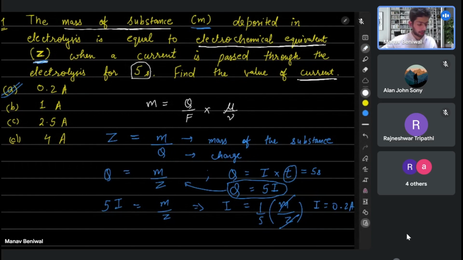So the problem in this was to understand what electrochemical equivalent means. So electrochemical equivalent means mass deposited per unit charge.